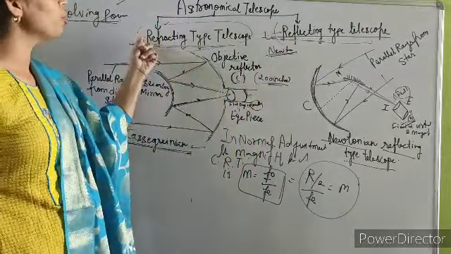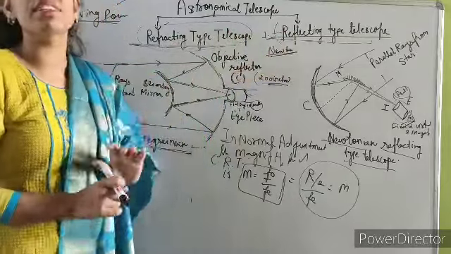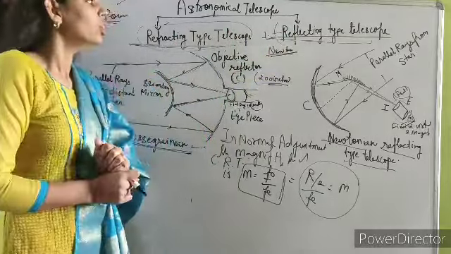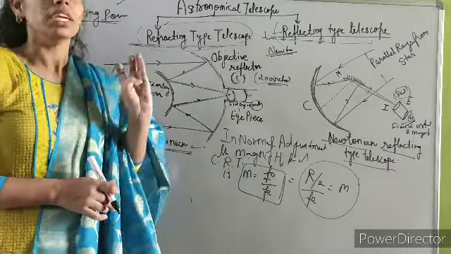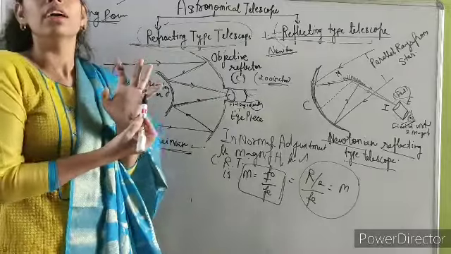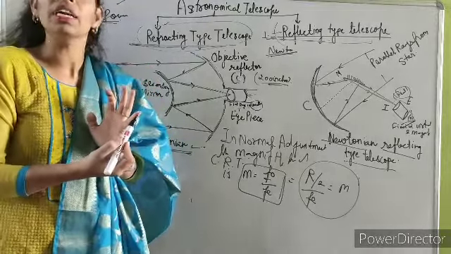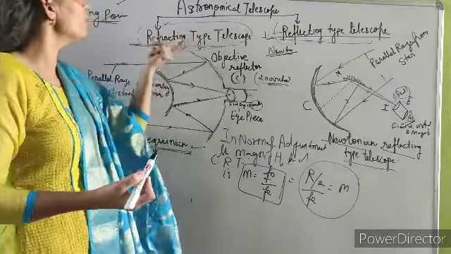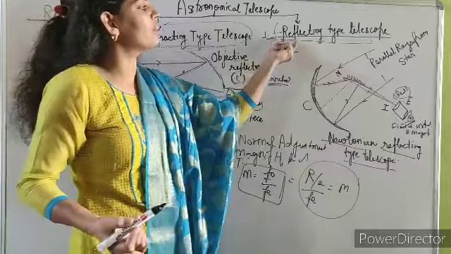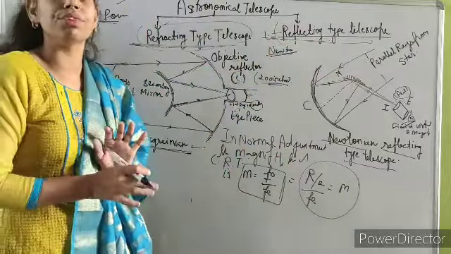Yesterday we studied the refracting type of telescope. Both types of telescope we study under the CBSE syllabus. So from today, this is all about optical instruments. We have three types of optical instruments: simple microscope, compound microscope, and astronomical telescope. For the astronomical telescope, we study two types: the refracting type of telescope as well as the reflecting type of telescope. Here our optical instruments chapter is finished.